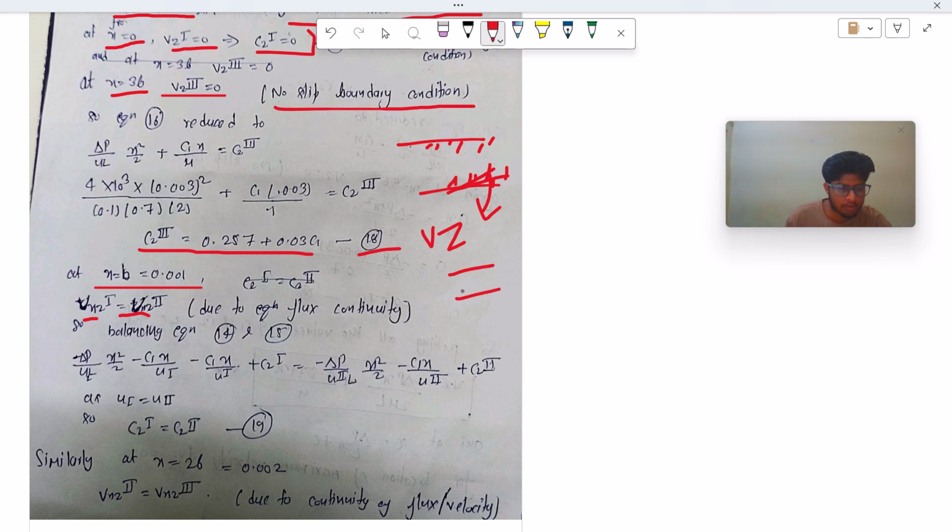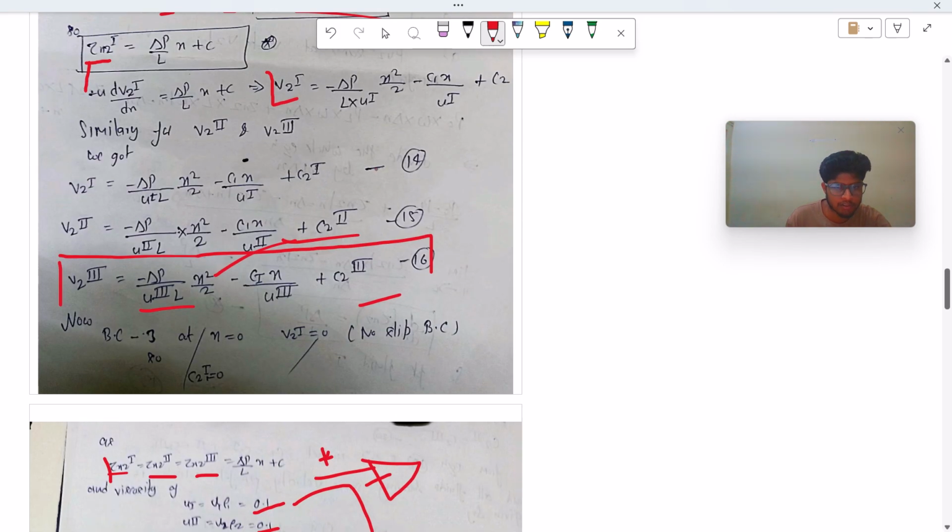So the velocity component in x direction due to fluid 1 equals the velocity component in x direction due to fluid 2, they will be the same. So balancing equations 14 and 15, we have seen that at x equal to b, these both terms cancel out as viscosity is the same for both and x is also the same for both. And this term also cancels out. We get that C21 equal to C22.